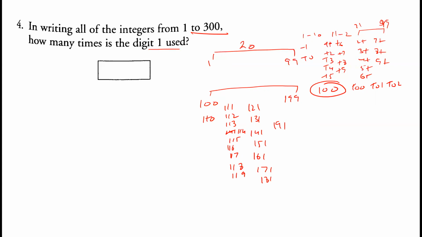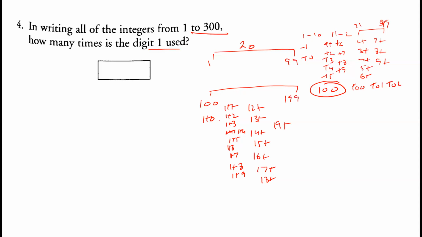So 11 and 111 will have 2 more ones. Counting them all, we get 19.